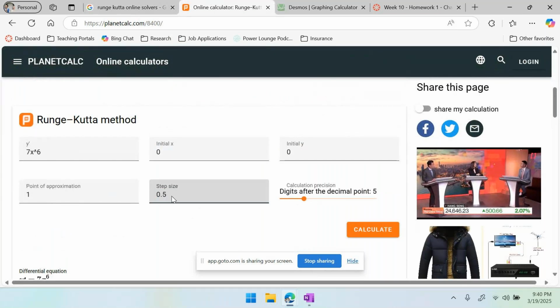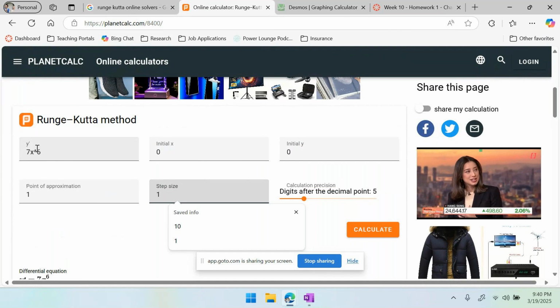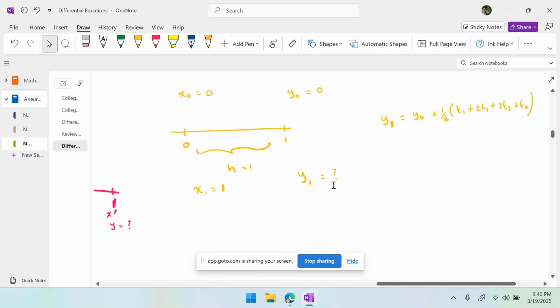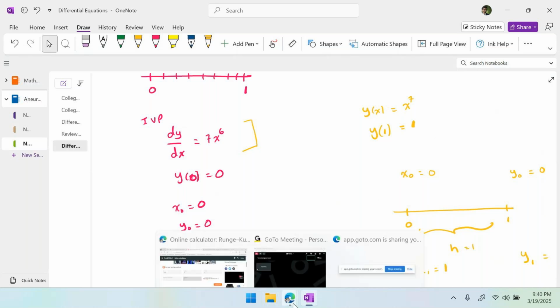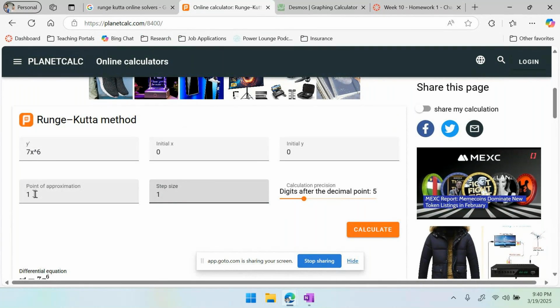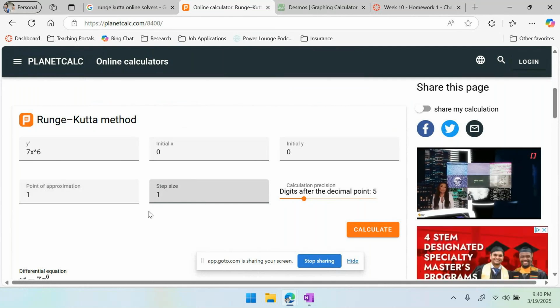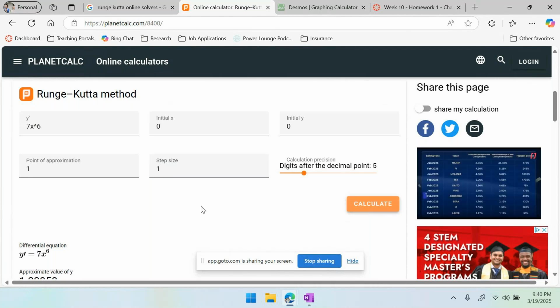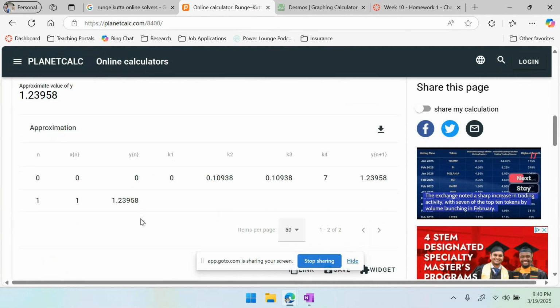So first what I did was I typed the differential equation. It's 7x to the power 6. That's the differential equation we are dealing with. And then the initial condition, initial x, that's x naught, initial y, y naught. Point of approximation, that's the target point. And now the step size, and calculate that. See, you get 1.23958. So basically, you can see the calculation here.